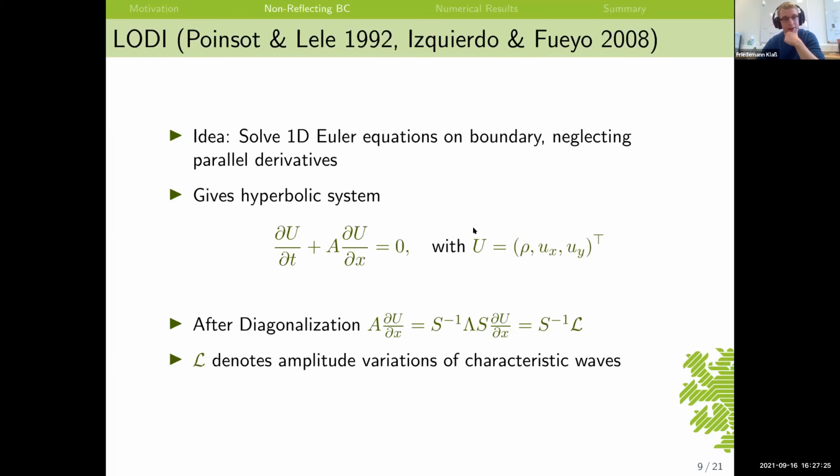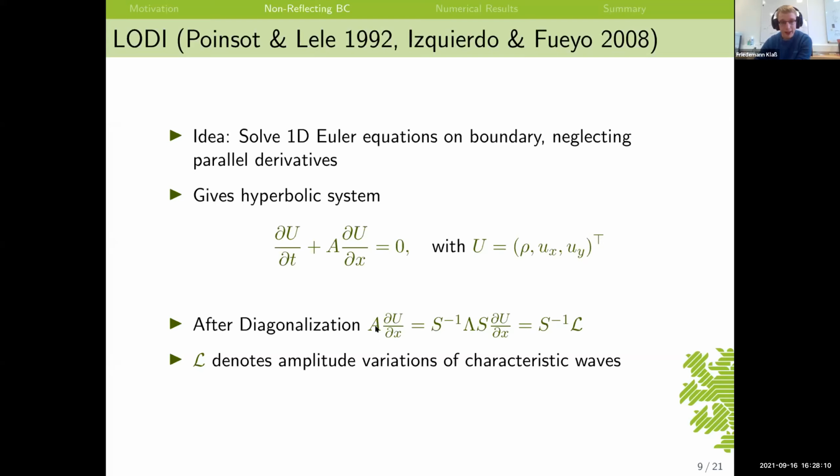And another, I think very popular approach is the LODI approach, so the locally one-dimensional inviscid approach. And as the name perhaps suggests, the idea here is that on the boundary we solve one-dimensional Euler, namely inviscid equations. So we neglect the parallel derivatives on the boundary, and we also neglect the viscosity. Why are we doing this? Because this will give us a hyperbolic system in the unknowns density and velocity, so the macroscopic values we are interested in having information about when doing simulations after all.